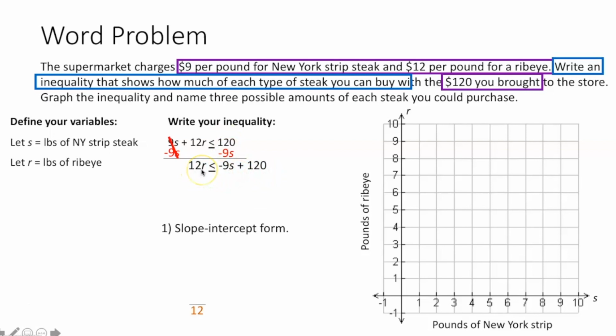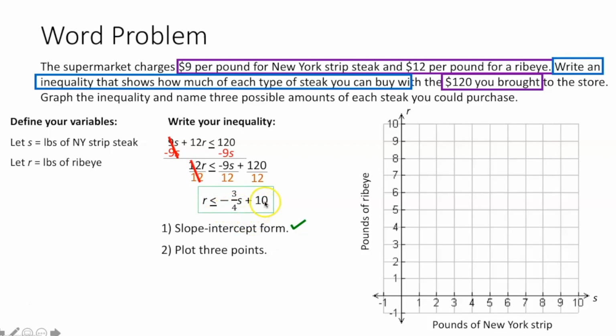Now, to get R by itself, I divide both sides by 12. These cancel each other out. Negative 9 over 12 is going to simplify, if I divide both of those by 3, to negative 3 over 4 times S. And then 120 divided by 12 gives you 10. Now I have it in slope-intercept form, so we can plot 3 points. Since there's an equal sign here, we can shade in those 3 points also.